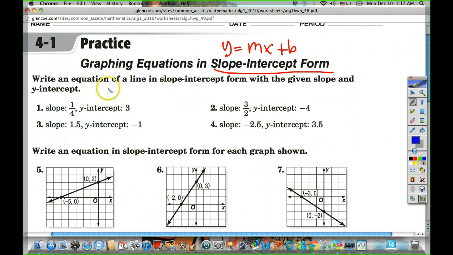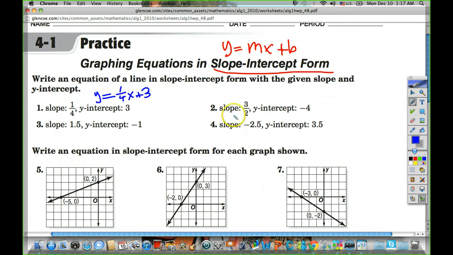So numbers 1 through 4, write an equation of a line in slope-intercept form with the given slope and y-intercept. So all we're doing is rewriting the equation y equals mx plus b, and they're telling us the slope m is 1/4. So 1/4 x. The y-intercept is 3, that means the b is a positive 3, so you're going to write plus 3. And that's all there is to it.